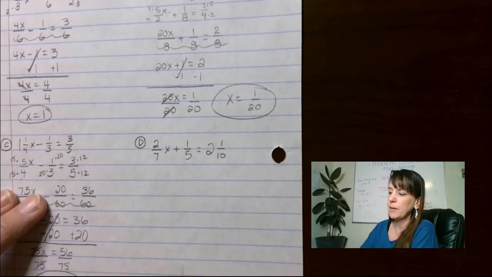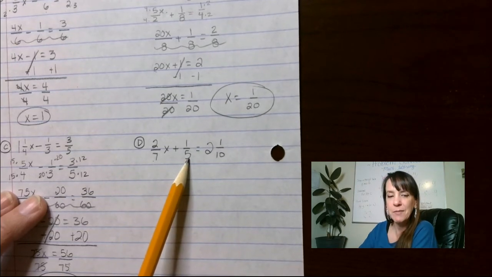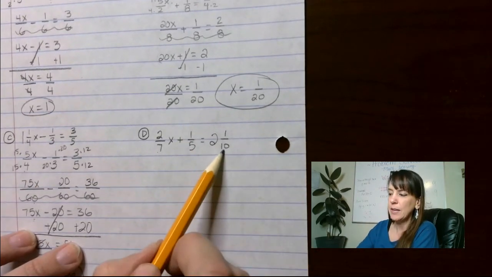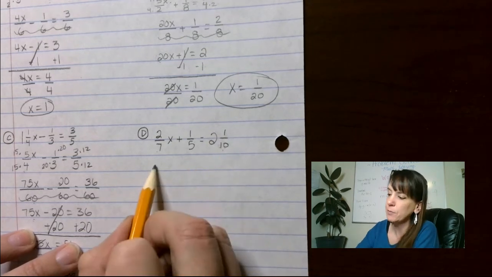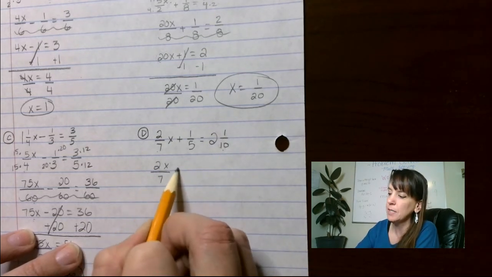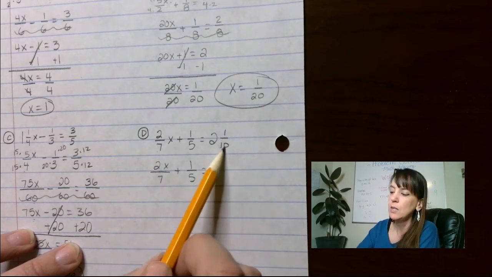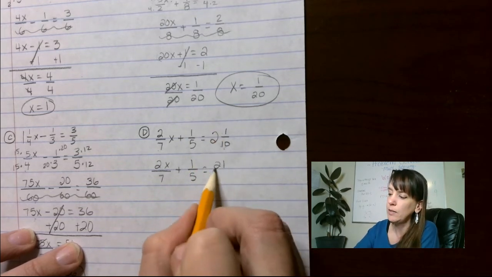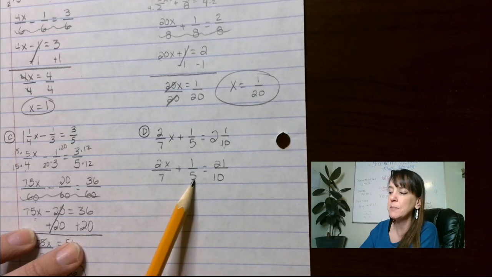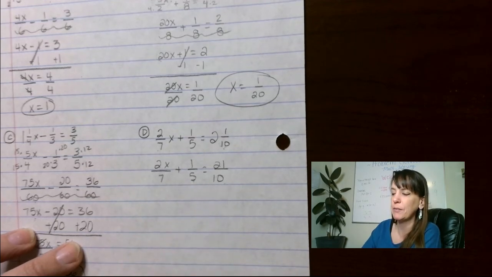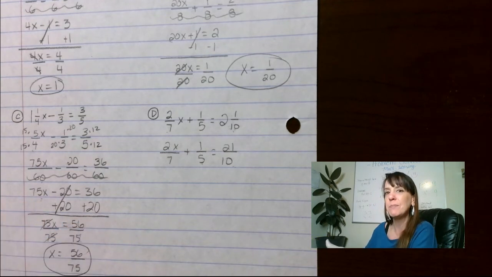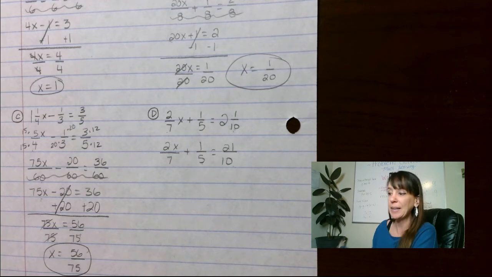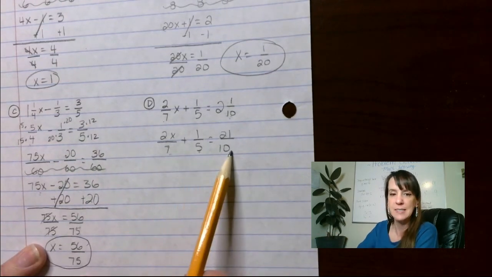Okay, come on over here. We have 7 and 5. Well, first we've got to get this into an improper fraction. So we've got 2x over 7 plus 1 over 5 equals 20 plus 1 is 21 over 10. So 7 times 5 is 35, but 10 doesn't go into 35. So let's double 35. That would give us 70, right? And 70 is going to go into all of these things.